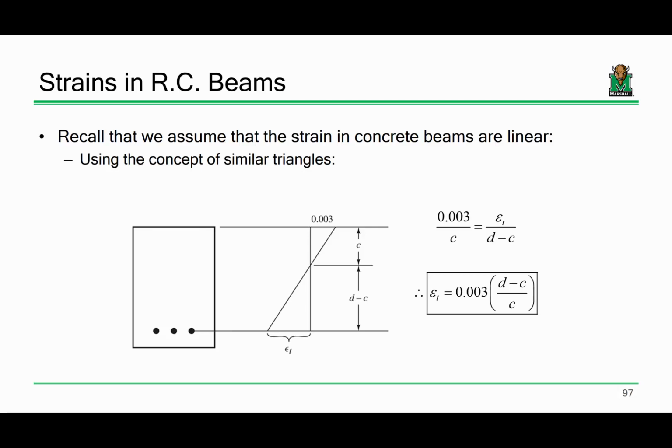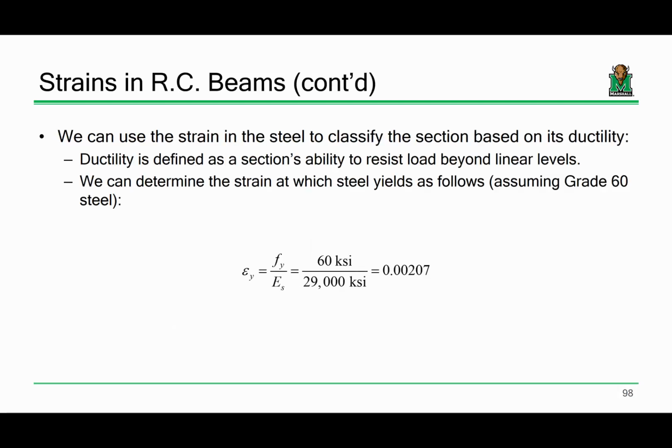That term epsilon sub T is the strain in the tensile steel. Why do we care about computing that? Who cares? Why do we need that? If you recall, in our last example we just assumed that the steel yields. Well, maybe we need to verify that assumption. We can verify it by comparing that strain to the strain at yielding.